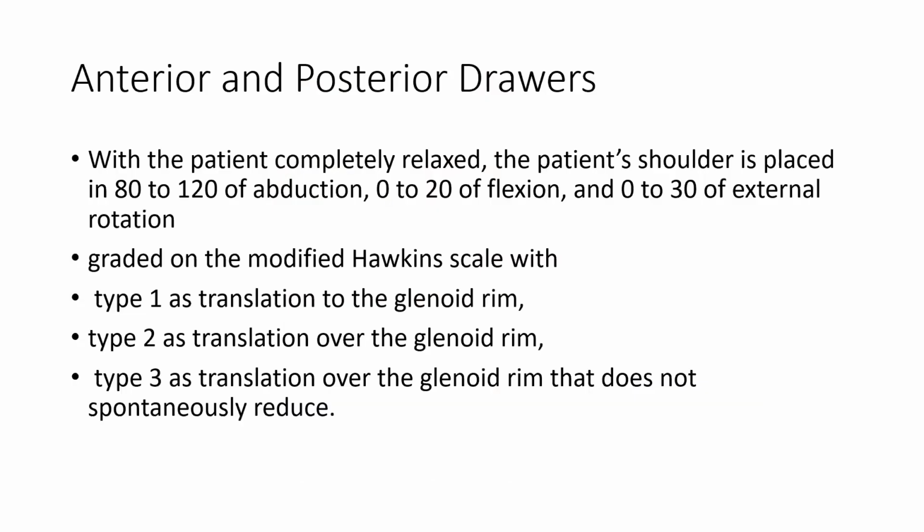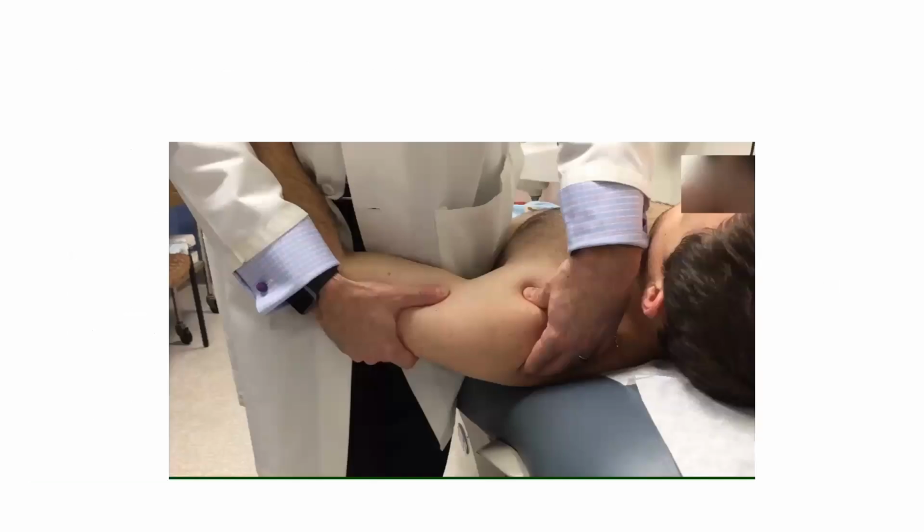Next is the drawer test. Here the patient should be completely relaxed in the supine position, like this. The patient is made to lie down like this, and the patient's arm is taken. The examiner goes in near to the axilla of the patient, with the patient's arm being held in one hand. Then using the other hand, we stabilize the shoulder, and perform the anterior and posterior drawer.